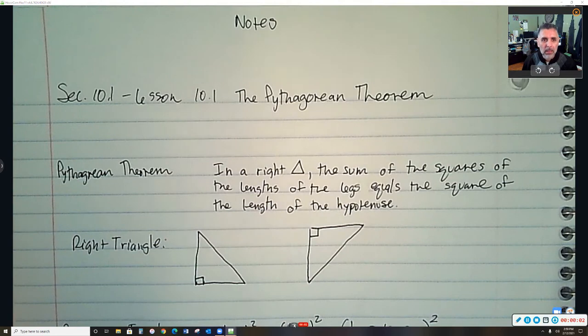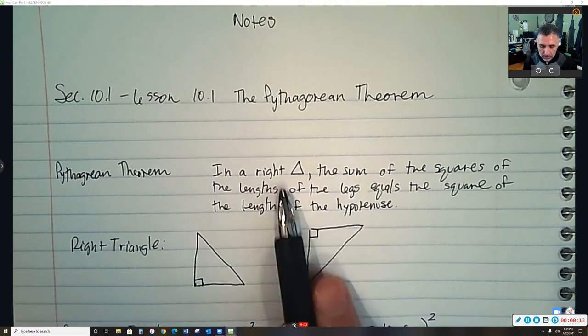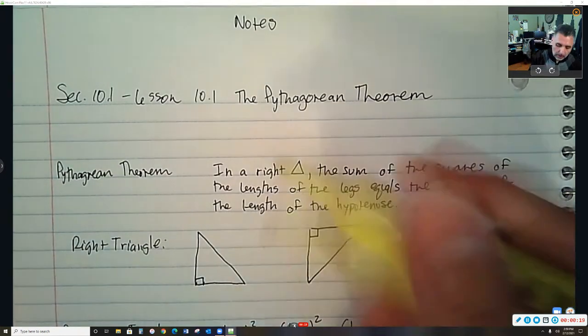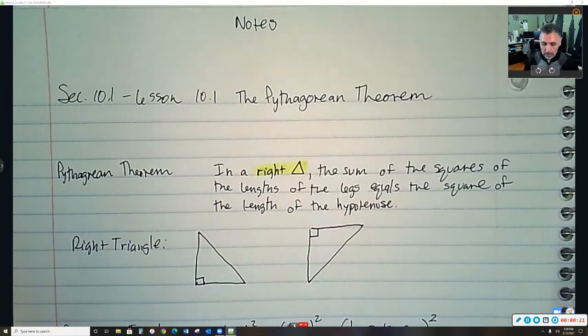Hey everybody, so we have some notes today, and these notes are on the Pythagorean theorem. It's basically a theorem that only deals with right triangles. If it's not a right triangle, you can't use the Pythagorean theorem. That's important, but anyway, I'm going to read it.